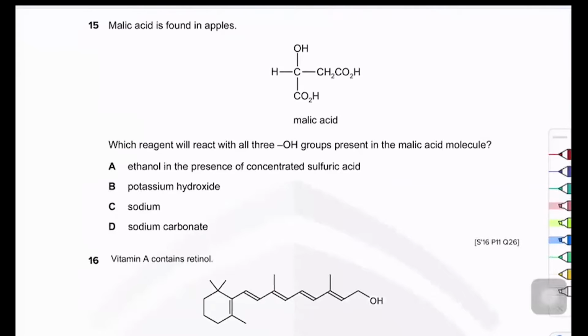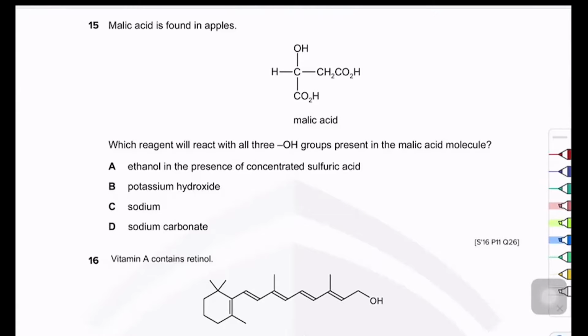Malic acid is found in apples. Okay, so we have 2 carboxylic groups and 1 OH group. Which agent will react with all 3 OH groups present in the malic acid molecule? So, what is something that both acids and alcohols react with? What is something that reacts with both acids and alcohols? It's a reactive metal. Because with the reactive metal, both acids and alcohols react as acids.